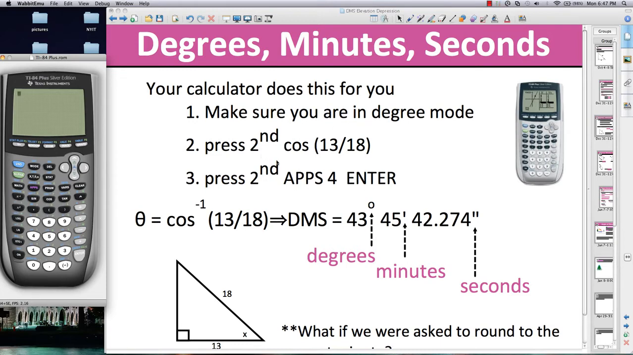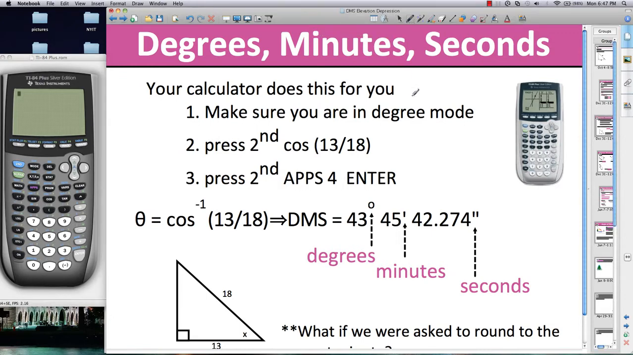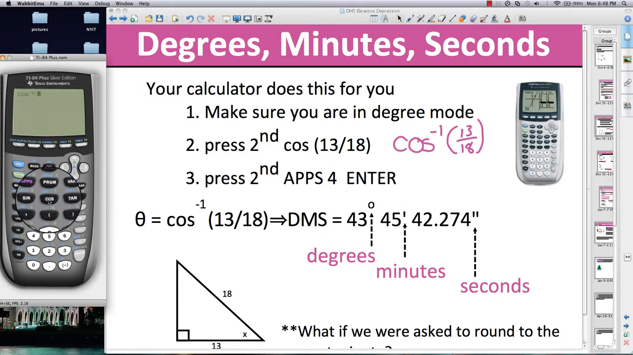So if we're going to take a look at that example we did earlier where we found the angle to be 43 degrees and 76 hundredths, we're going to do the same thing. Before in our calculator we did second cosine, or the inverse of cosine, and 13 over 18. So we'll do that same exact thing. Second cosine, 13 divided by 18. And that's going to give us our answer from before, 43 degrees and 76 hundredths.